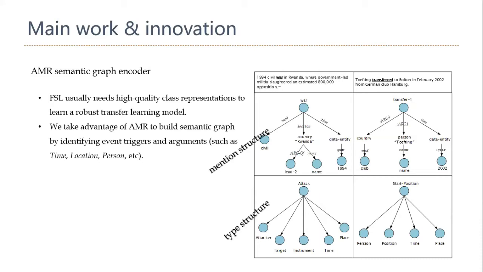And we can use AMR to generate the type structure of the sentence. In the type structure, we can see that the event type attacked is the root of this graph, and there are 5 keywords in the leaves. The first is attacker, and the second is target. All of these are the arguments of the event type attacked.